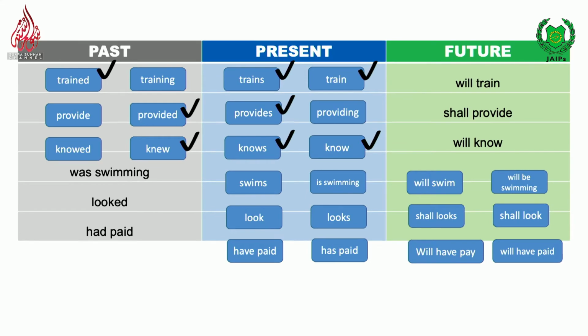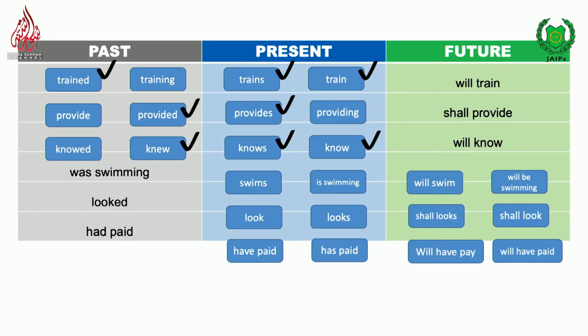Okay, let us look at this part. Was swimming, look and had paid. Let us start with was swimming first. Okay, the past tense given to you is was swimming. So the present tense is either swims or is swimming. So which one is the answer? Remember what I told you about two words, okay? Was swimming. So was is the auxiliary verb or the helping verb here, and swimming is the main one. So you don't change the main one, you only need to change the helping verb.